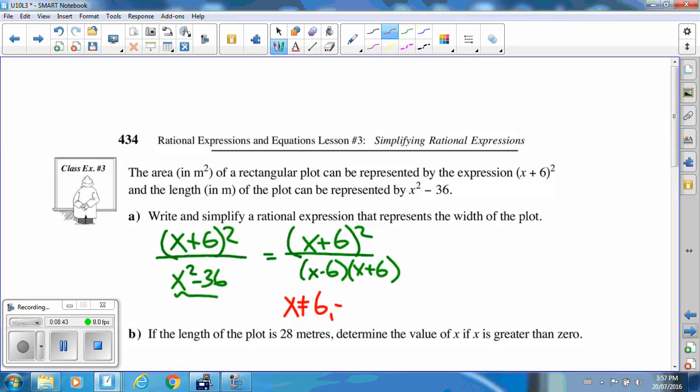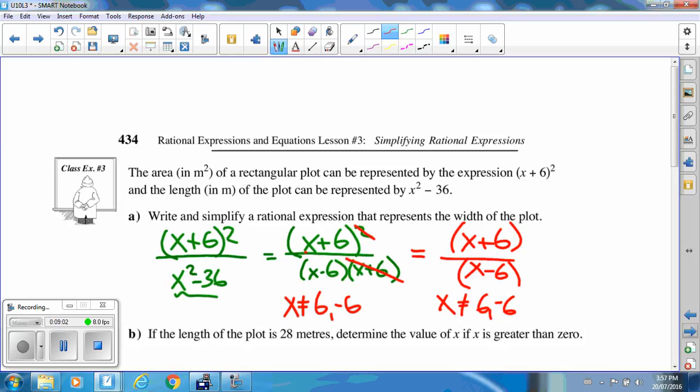I can start canceling things, once I write down my non-permissibles. X cannot equal 6 or negative 6. And then I can cancel out this one with one of these. This is really x plus 6 times x plus 6. So I cancel out one of them. So it's x plus 6 over x minus 6. And x cannot equal 6 or negative 6.